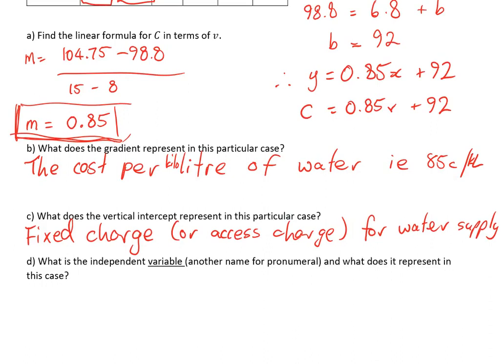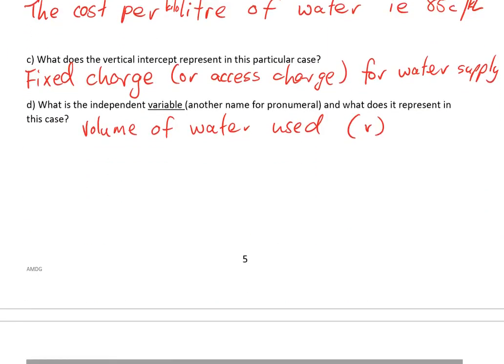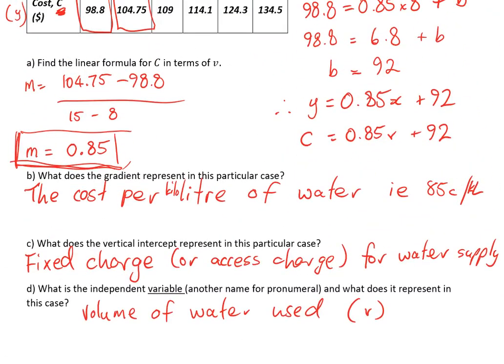Now, what is the independent variable? And what does it represent? Independent is the top line, so the volume of water used. And that was represented by a V in this question here. Now, there's a lot of work in these. You can expect when you do a topic test or an assessment task that relates to these, to see one of these questions. A very important part of the topic.